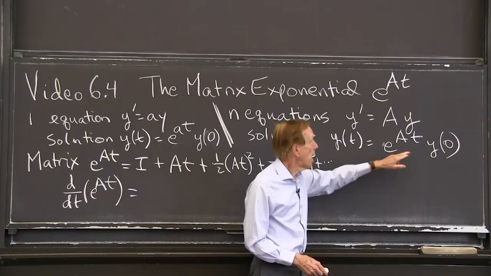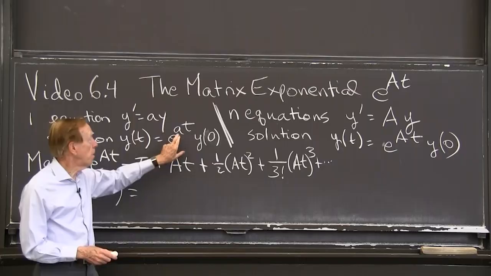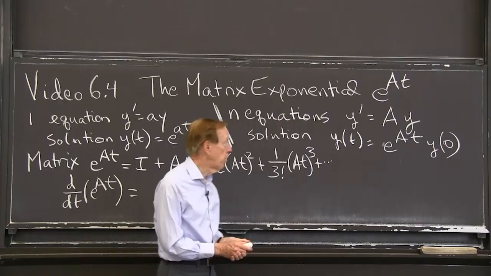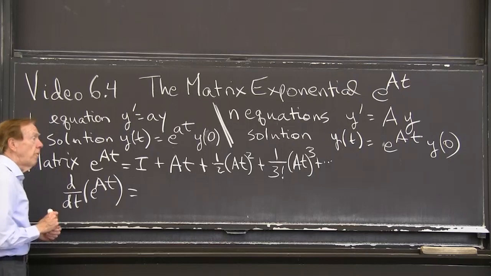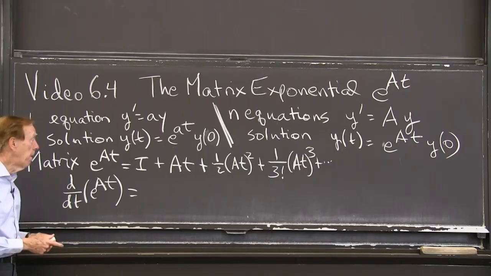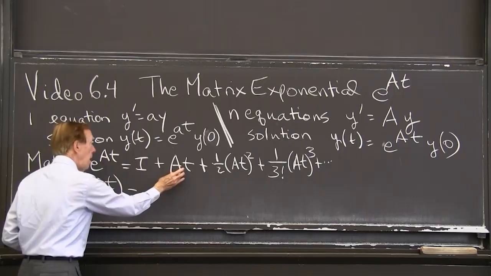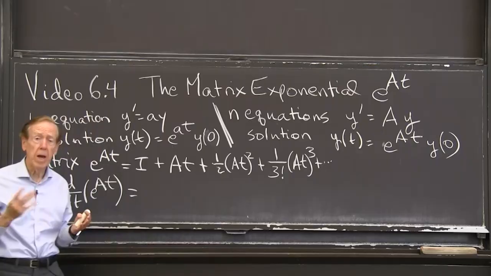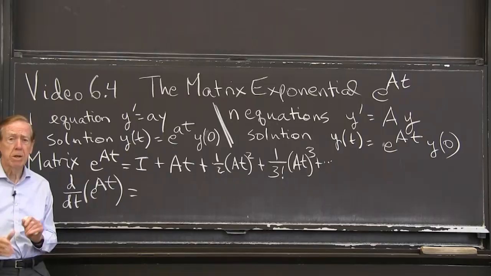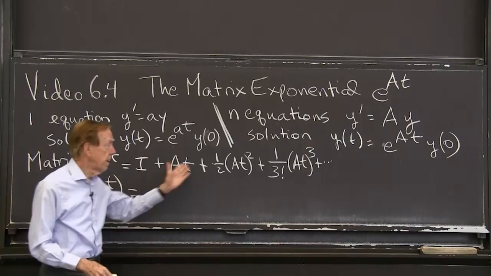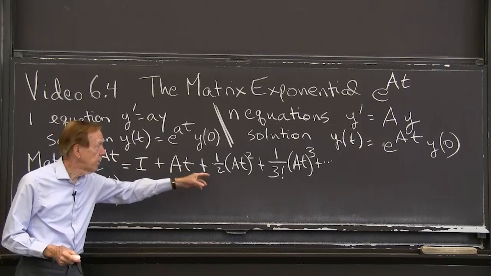It should be a perfect match with this one, where this had a number in the exponent, and this has a matrix in the exponent. Okay. No problem. We just use the series for e to the at. We plug in a matrix instead of a number. So the identity plus At plus 1/2 At squared plus 1/6 of At cubed forever. It's the exponential series, the most important series in mathematics, I think. And it gives us an answer. And that answer is a matrix. Every term here is a matrix.